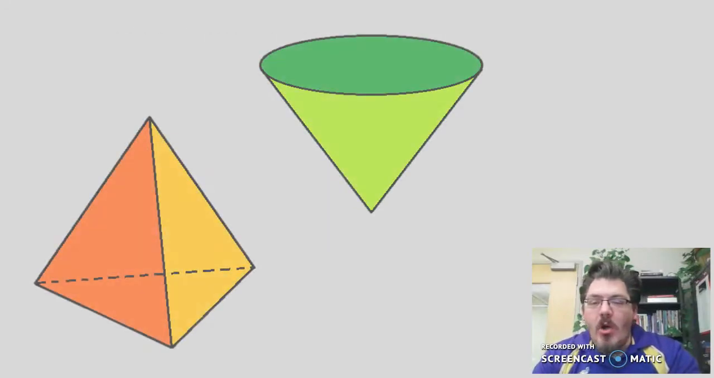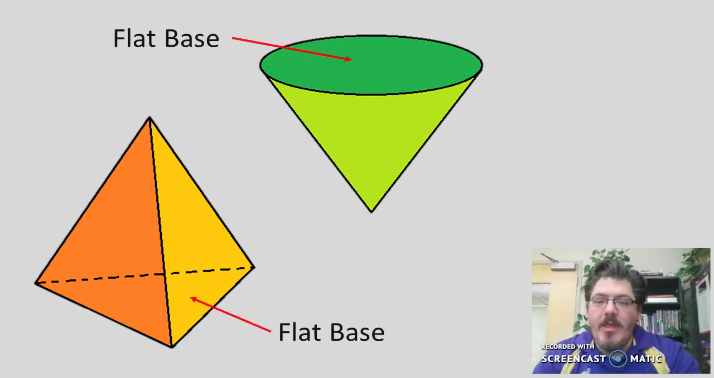Here is another example. Suppose that you are given a cone and a pyramid. How do these solids compare? What are some things that are similar about the solids? Well, they both have flat bases, and the sides come to a single point. What are some of the differences?